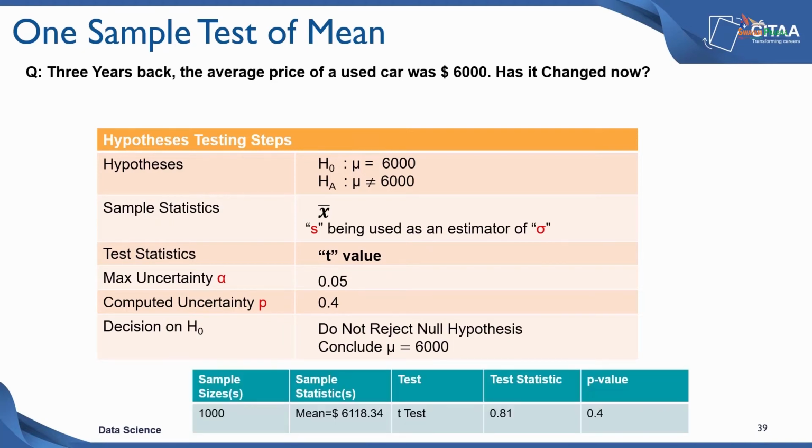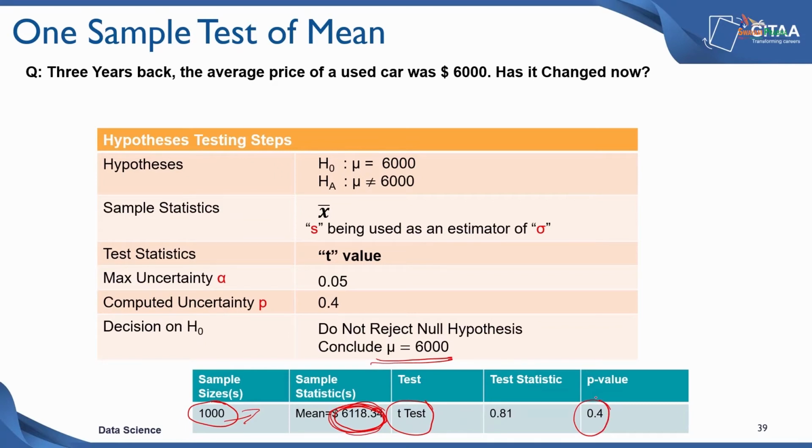So let's look at what it means. Summarizing the entire thing, we looked at a sample size of about 1000, and the x bar value that we really had was 6118.34. So it was only marginally higher than 6,000. While the sample statistic is this, we are still ending up saying that mu is really 6,000. This number is not sufficiently large, given the sample size, for you to conclude that it is greater than 6,000. Of course, we had used a t-test, and we got a p-value of 0.4.